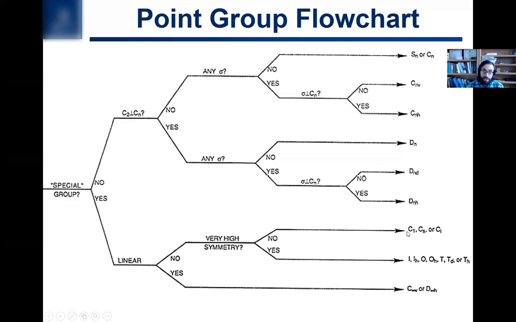Okay, C1 is a special point group that only has identity, so that's usually pretty easy to figure out. CS only has identity and 1 mirror plane, and then CI only has identity and the inversion.